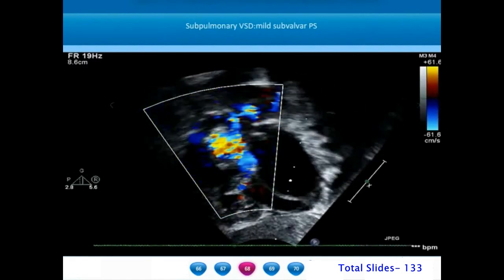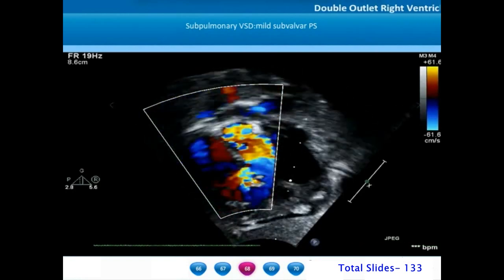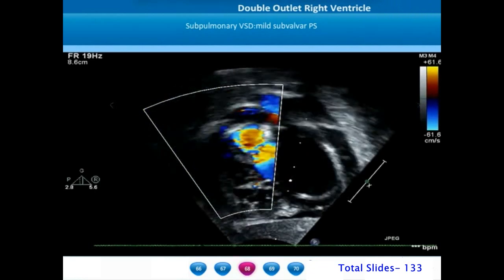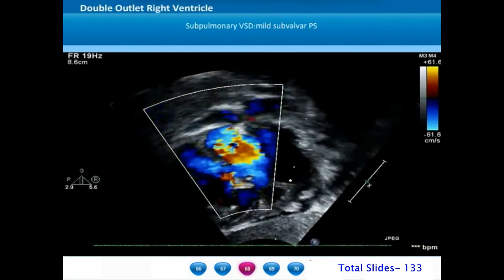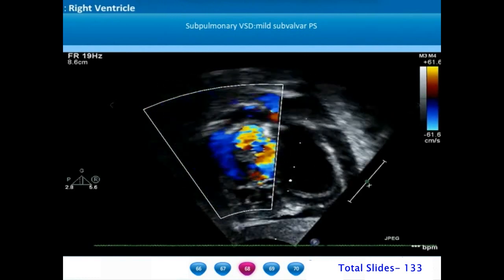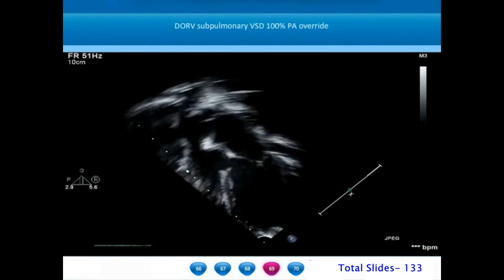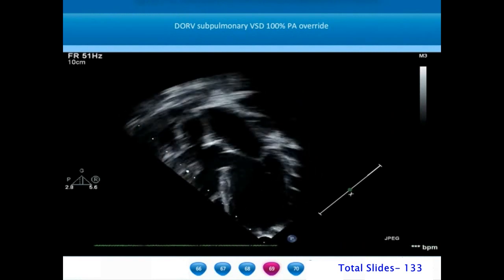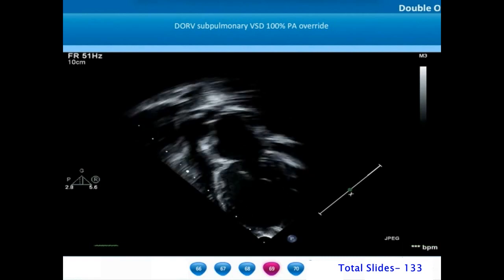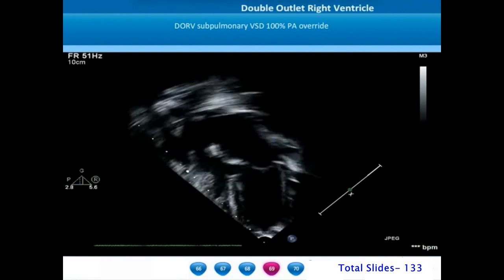Subxiphoid short axis view shows double outlet right ventricle with a large subpulmonary ventricular septal defect. We can notice the turbulence in the subvalvar pulmonary outflow tract. On an apical view, we can notice that the pulmonary annulus is almost 100% committed towards the right ventricle, and there is a subvalvar and valvar pulmonary stenosis.